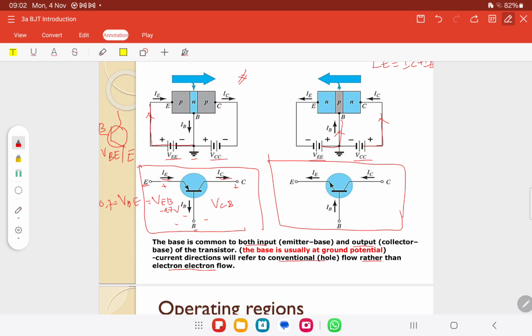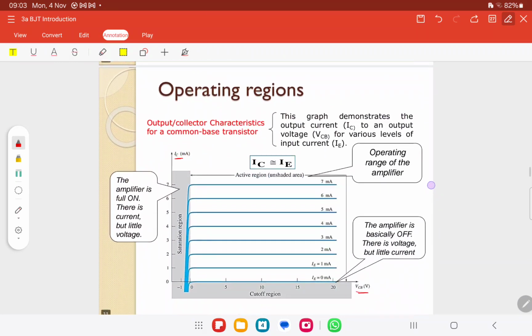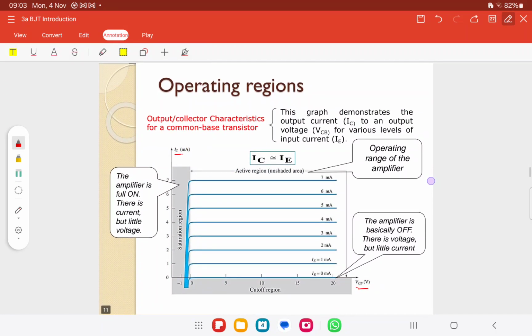Get it? Faham tak yang ni? Same value tapi kita measure dekat point yang sama, cuma kita terbalikkan position dia. Satu atas, satu bawah. Okay, sebab tu kita dapat polarity yang terbalik for the VBE. Okay. Right, this is the operating region.